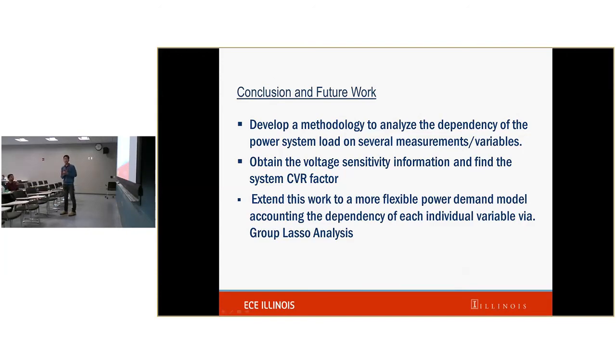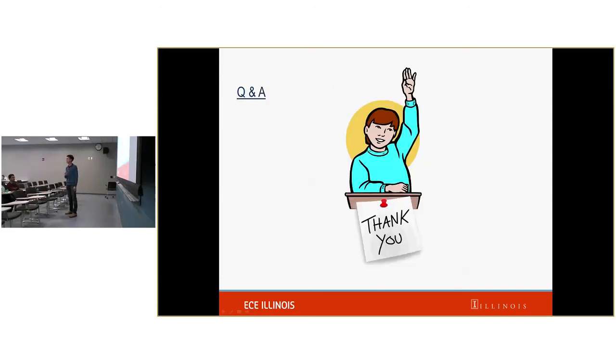In the future, we plan to extend this work to a more flexible power demand model, accounting for the dependency between individual variables. For example, in this case, I assume the temperature and season to be independent, which they are not. We know they are closely related because in winter your temperature should be lower. But for the initial research, we just assume everything is independent. In the future, we might want to do a group lasso to group certain variables in a different way. So I will answer any questions you might have.